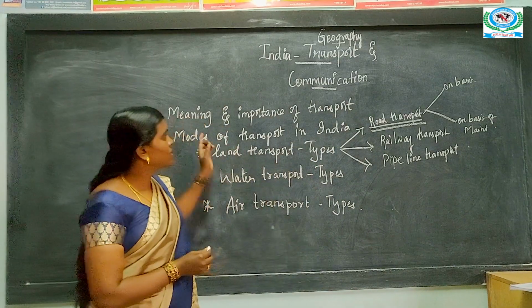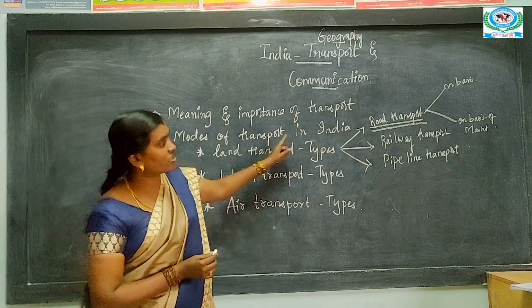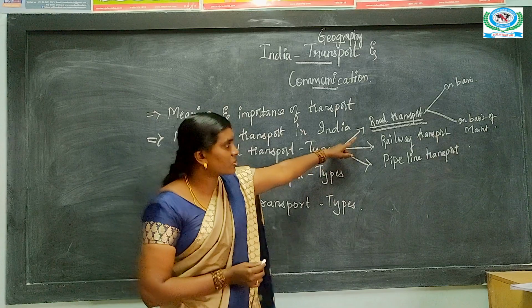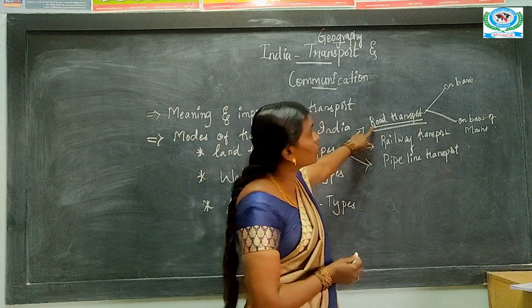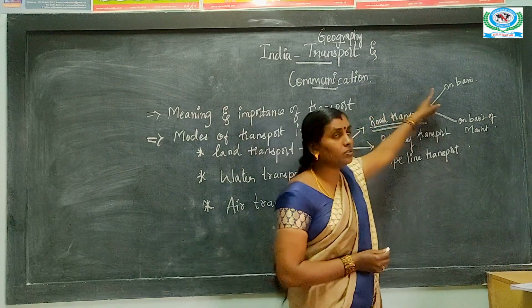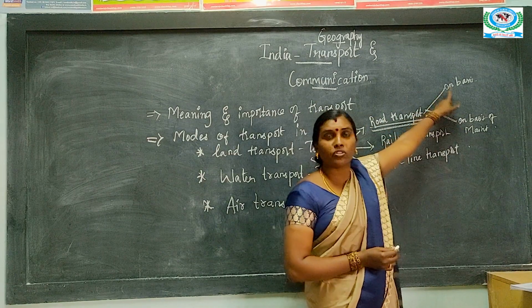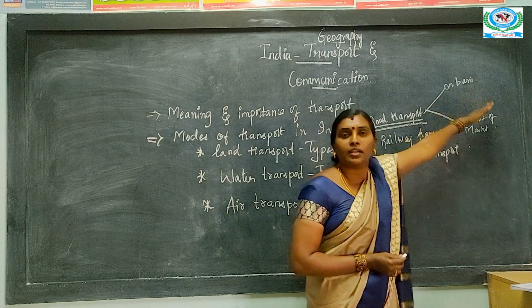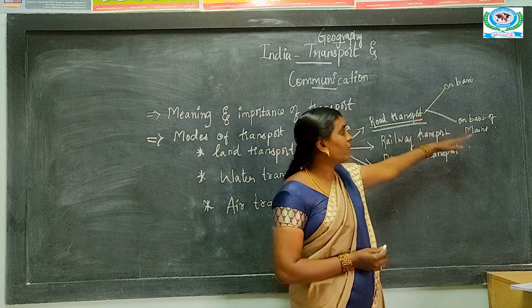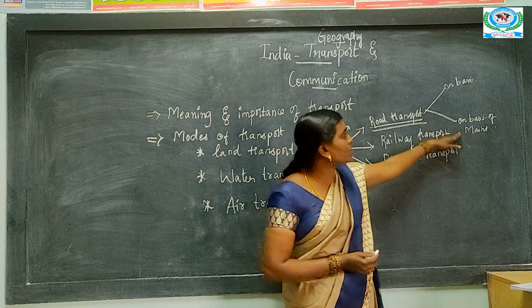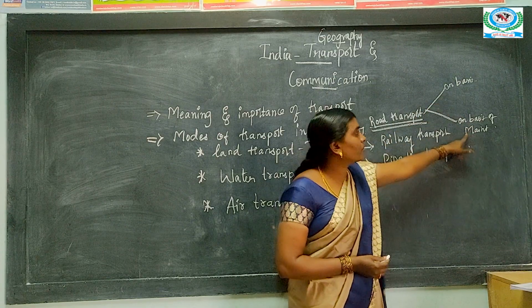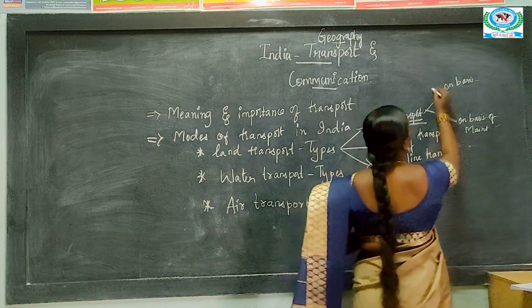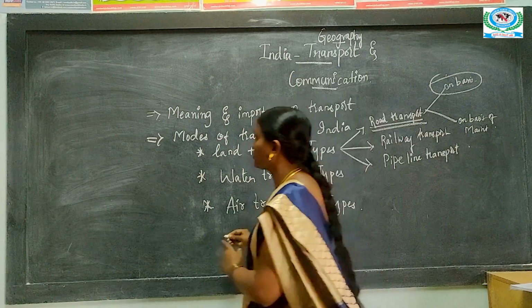Okay, so land transport is divided into 3: road transport, railway transport, pipeline transport. Again, road transport is divided into 2 parts. One is on the basis of the structure. The second is on the basis of the maintenance. So the first is on the basis of the structure, the second on the basis of the maintenance.